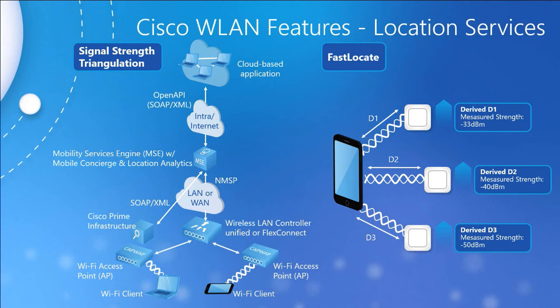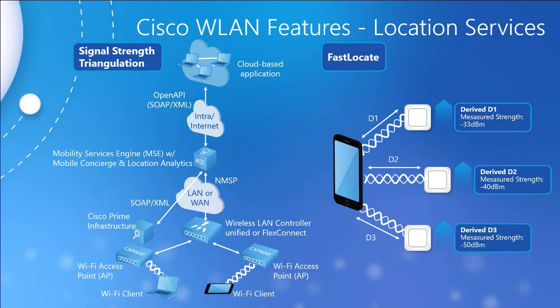Now, MSE does what it does via signal strength triangulation, fast locate, and presence. The signal strength triangulation triangulates the device by relying upon relative signal strength. The access point will report this information to the controller. The controller will then aggregate that information before forwarding it to the mobility services engine. The mobility services engine will then apply positioning algorithms to eventually display devices on a map in Prime Infrastructure.